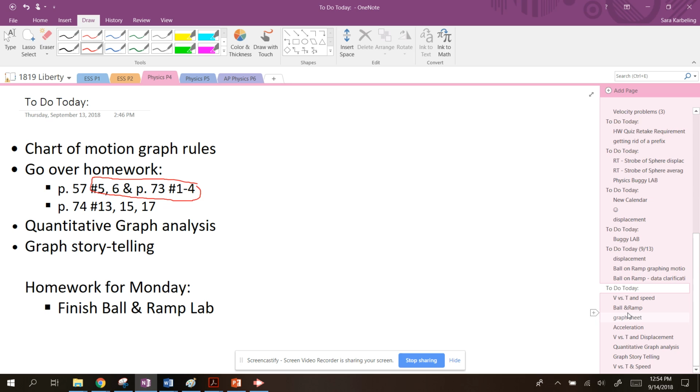So let's take a look at this. My guess is that now that we've had the conversations we've had in the last couple of days, this should be better than maybe it was when you first looked at it, but let's just check. So this is number 5 on page 57. The velocity versus time graph for a shuttle bus moving along a straight path is shown. Identify the time intervals during which the velocity is constant. Again, it's a velocity versus time graph. When is the velocity constant?